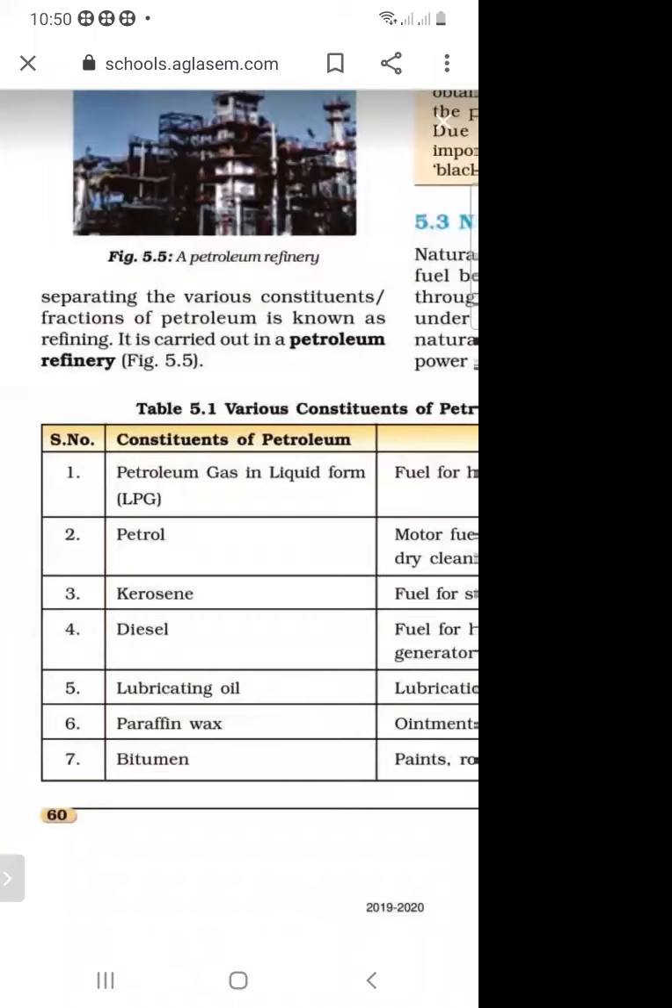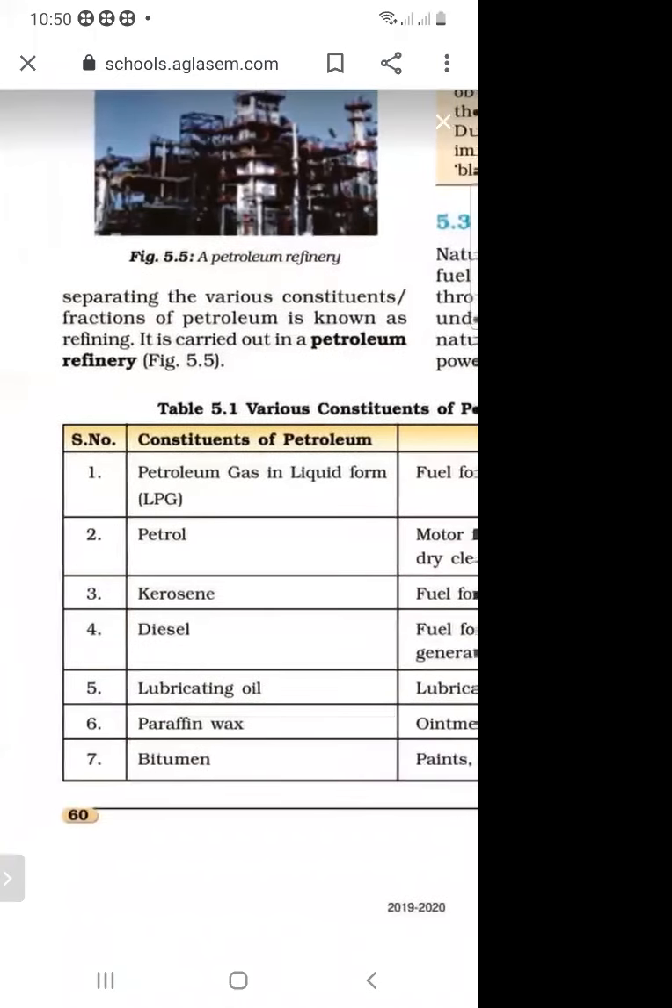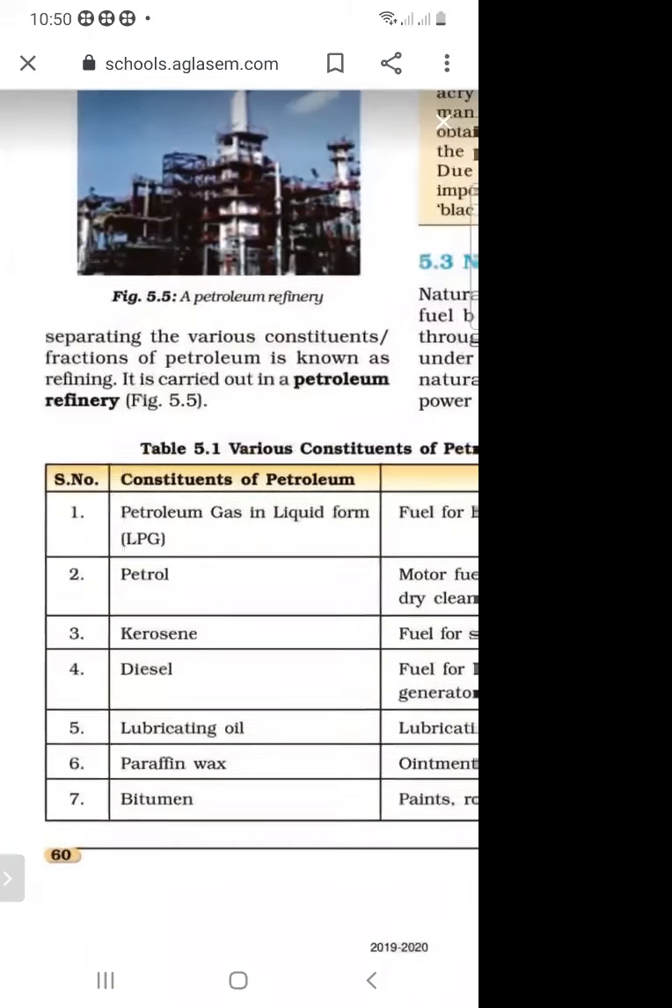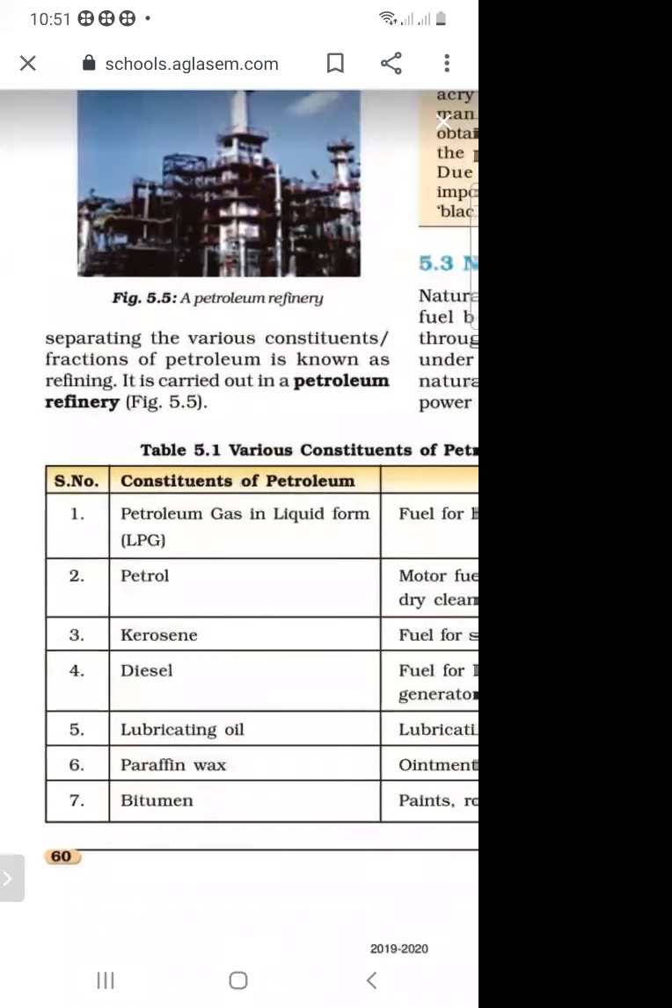So what do you mean by refining of petroleum? If we separate the components of petroleum, like petrol, diesel, kerosene, lubricant oil, paraffin wax, and bitumen, this is called refining. And how do we refine these products? It is done in the petroleum refinery, as shown in figure 5.5. This is the petroleum refinery.